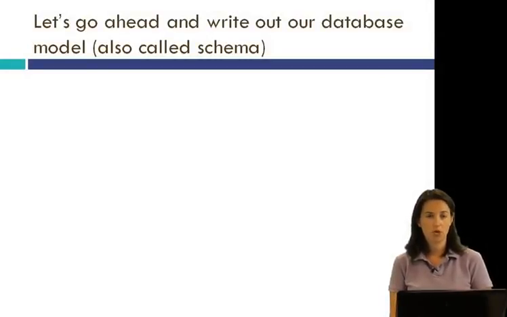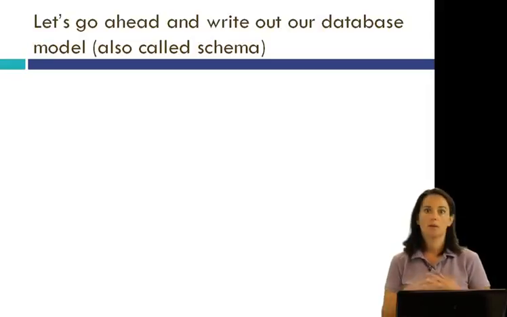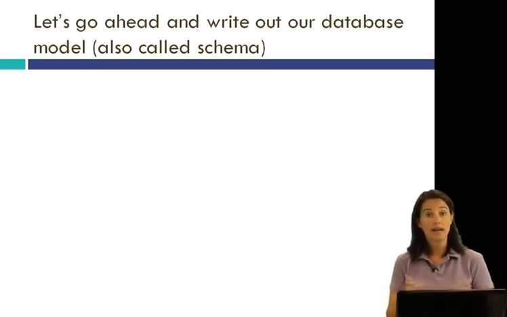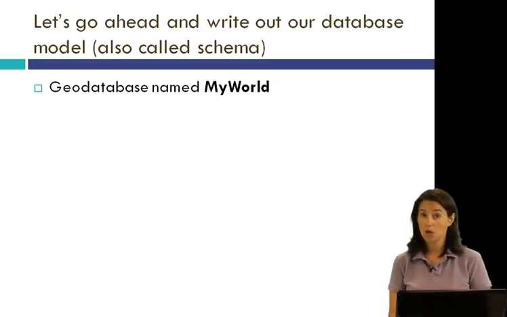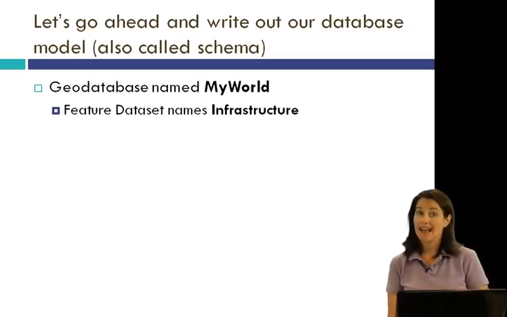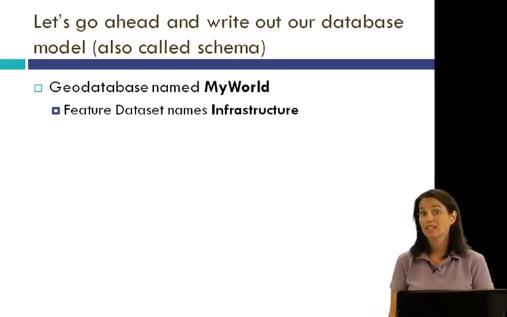All right. So a little bit ago, I said always write down your schema or your geodatabase model. Pass it around, sleep on it, and all that. We're going to go ahead and write one down for practice. Okay, we're going to create a geodatabase, and it's going to be called My World. And in that, we're going to have a data set called infrastructure.